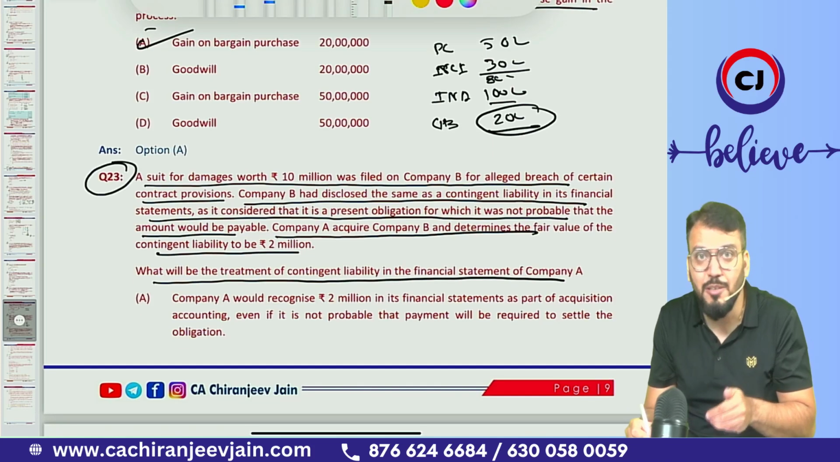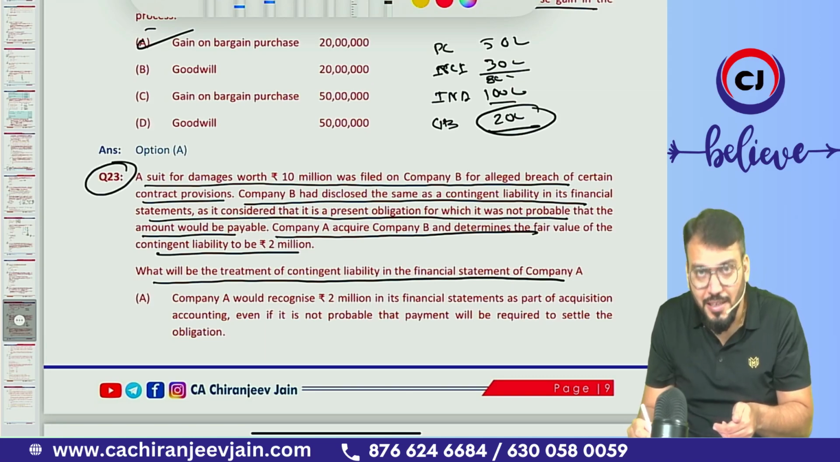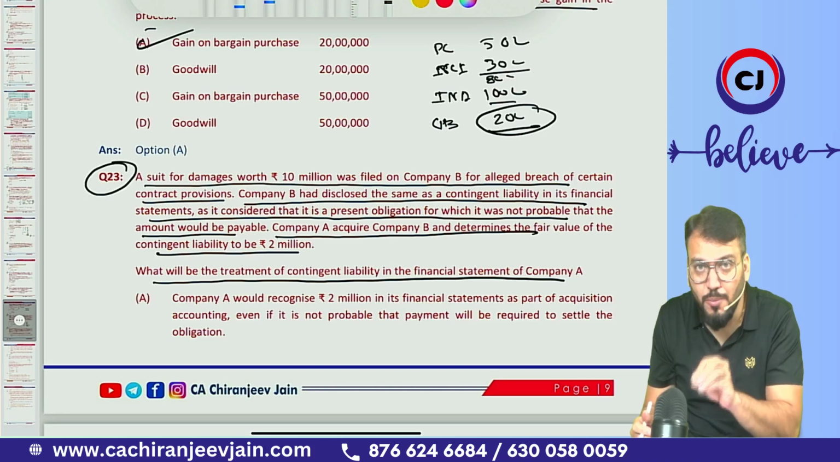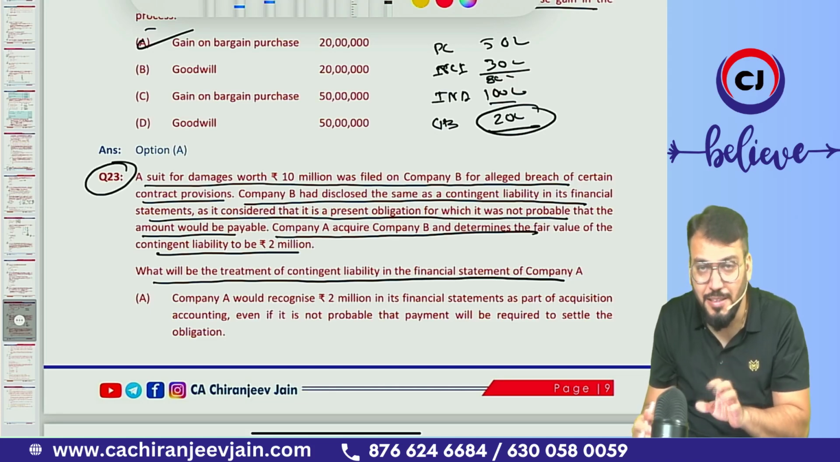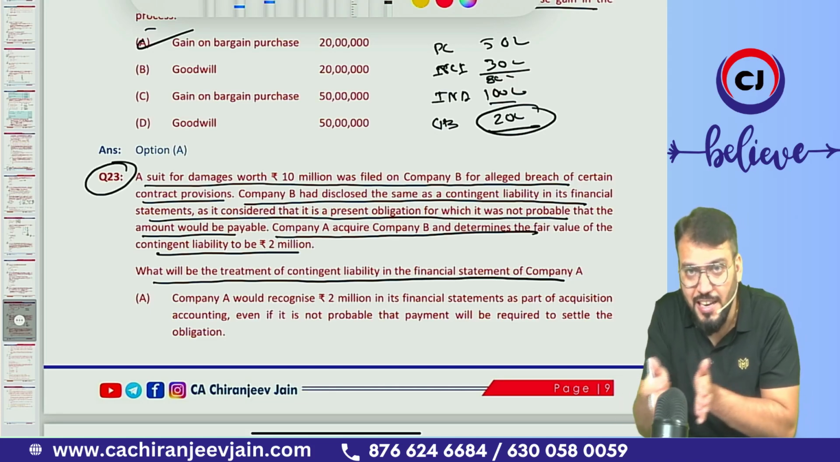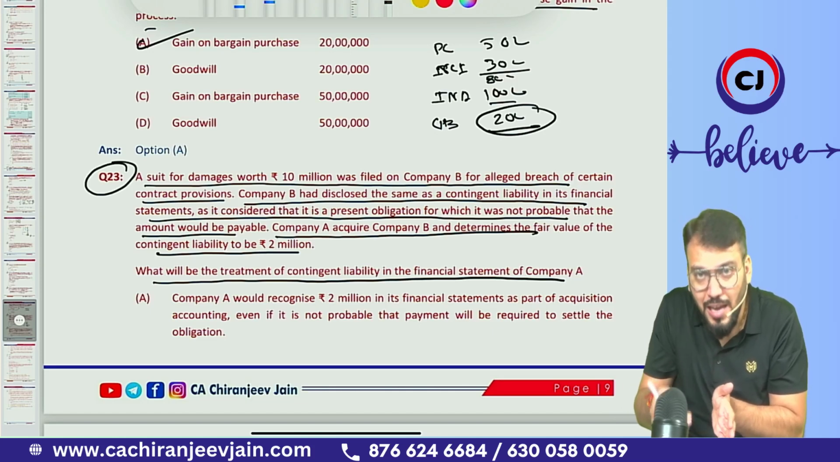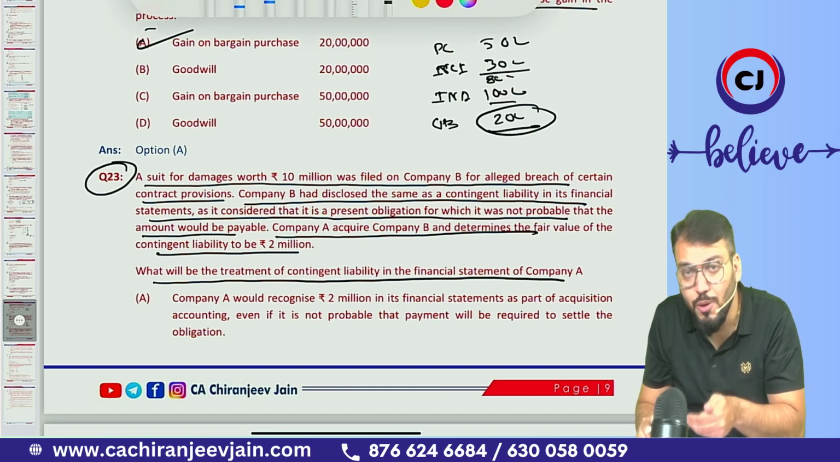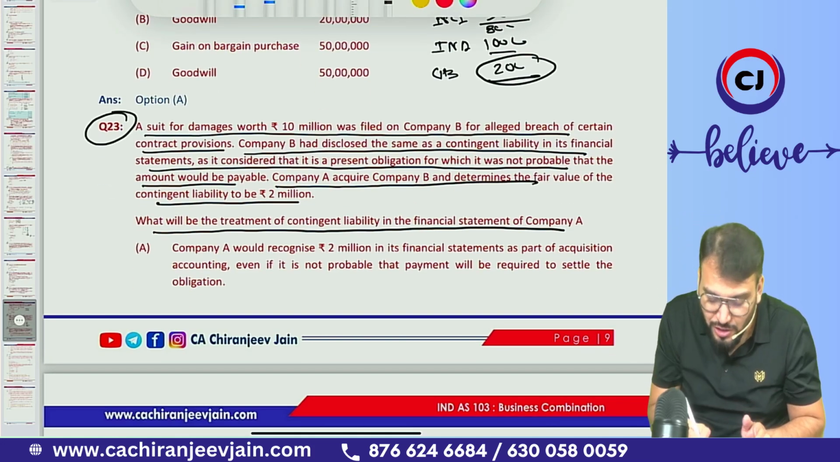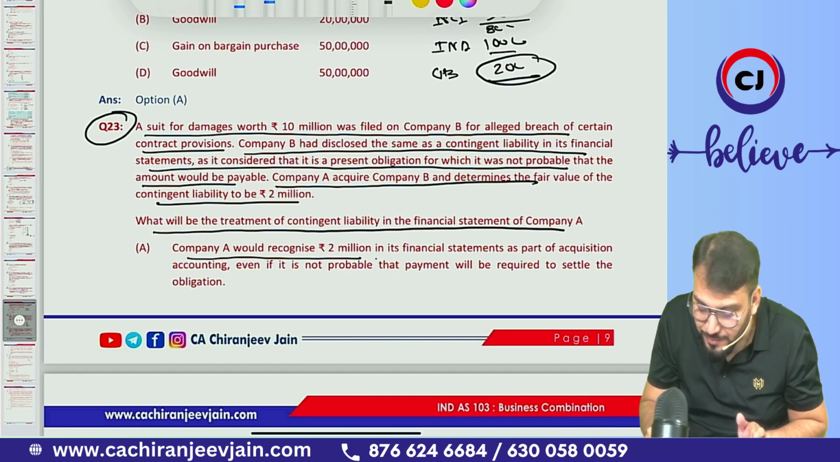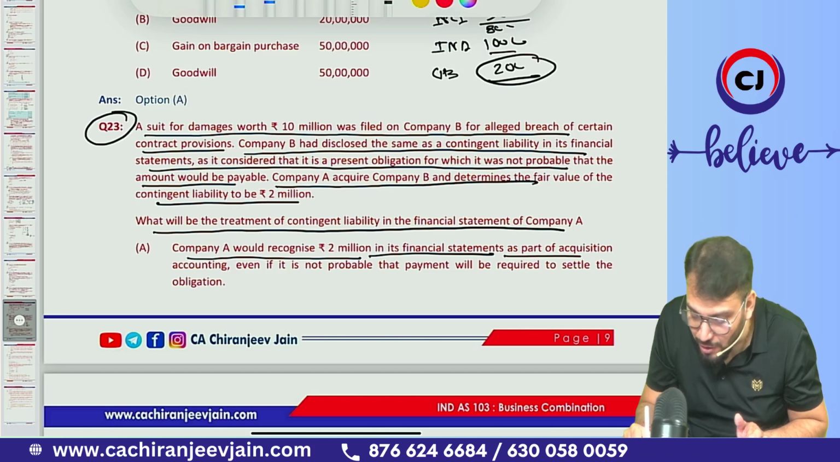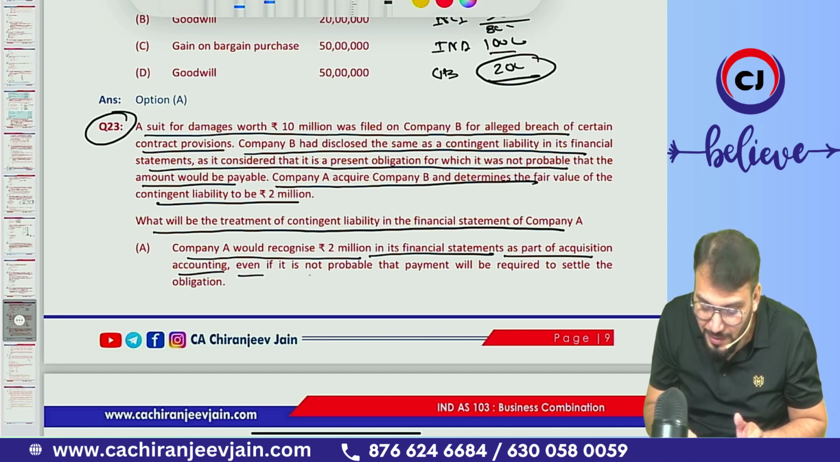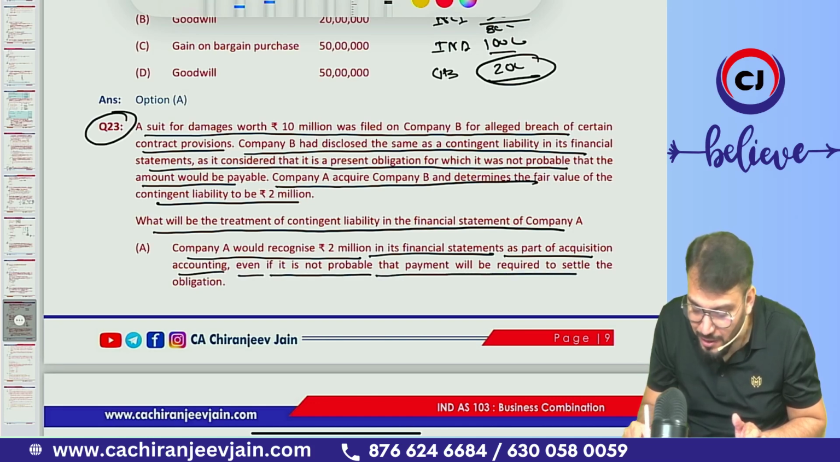So contingent liability will be recognized as a provision. Correct. That is the only answer if the fair value of the contingent liability is given. There is a present obligation arising from past event, and fair value can be measured reliably. It can be recognized even though outflow of resource is not probable. That is the only answer. So company would recognize 2 million in its financial statement as a part of acquisition accounting, even if it is not probable that payment will be required to settle the obligation.